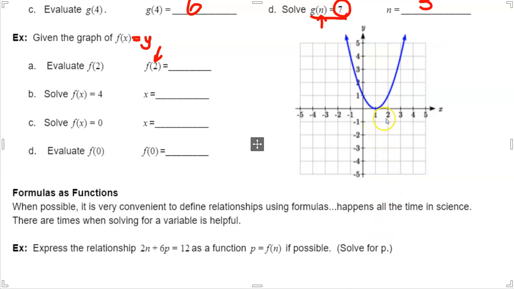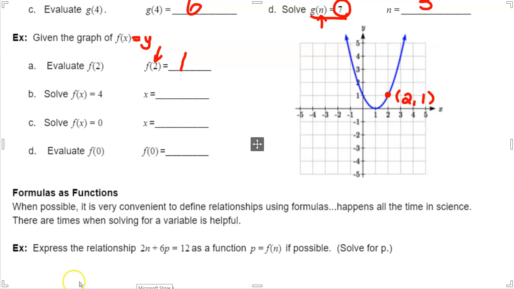So let's go over here as a reminder for our coordinate plane. Remember, to find these points on this parabola, I move over in the x and up or down on the y. So to go to x equaling 2, I'm going to find the corresponding point, and I'm going to write its ordered pair. So that is the ordered pair (2, 1). The input is 2, the output is 1. Therefore, when x equals 2, the y value is 1. So f of 2 equals 1.